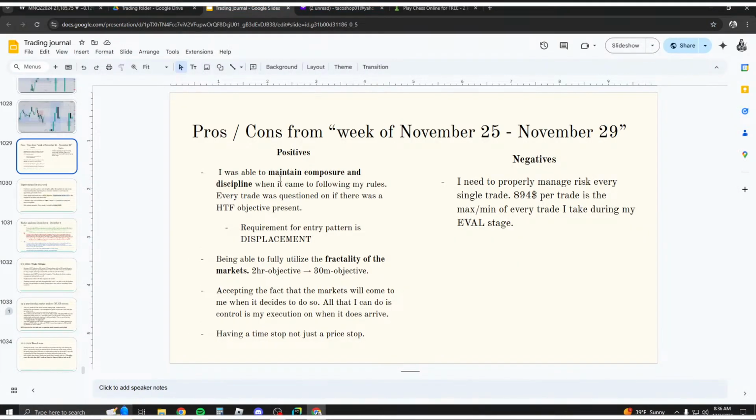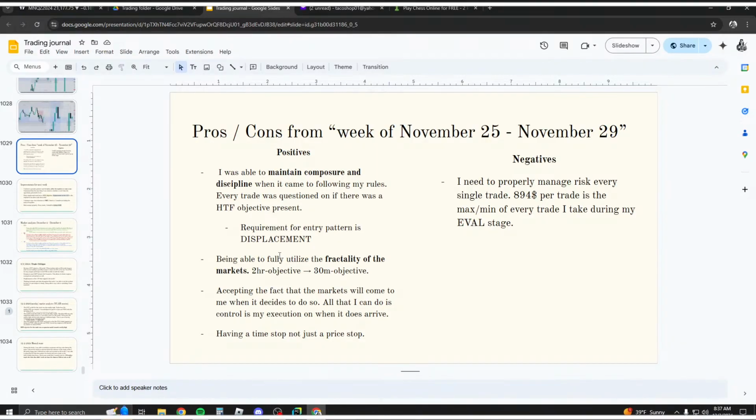Yeah, so requiring a higher time frame objective for every single one of my trades. And my entry pattern is a fair value gap. So if there is no displacement on the lower time frames relative to the model that I'm taking, I'm not going to take it because there's no displacement. If there was, then I would take it.